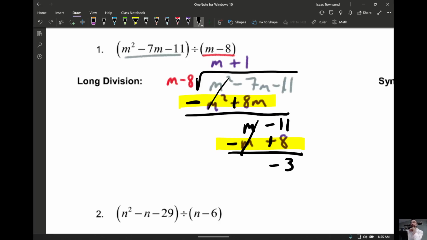Okay, so now our algorithm's over, because there's nothing times m that's going to give you -3 besides a fraction that has m in the denominator, but we're not interested in that. So we need to know how to piece this together to give our answer. So the first part of your answer is the quotient, m plus 1.